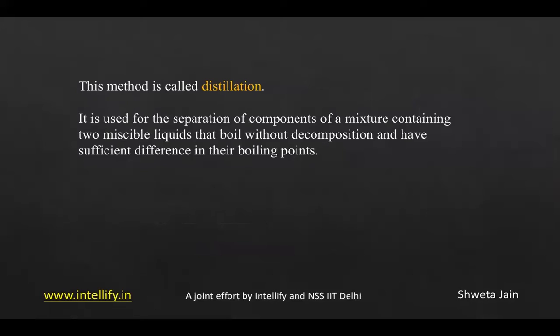This method is called distillation. It is used for the separation of components of a mixture containing two miscible liquids that boil without decomposition and have sufficient difference in their boiling points. But if the two liquids do not have a good amount of difference in the boiling points, then this method cannot be used. We have to use another method called fractional distillation.